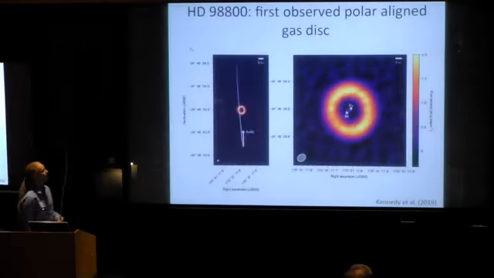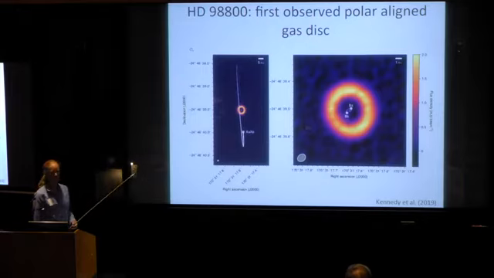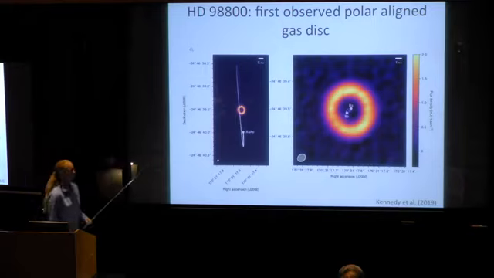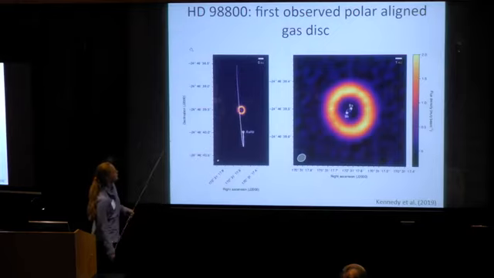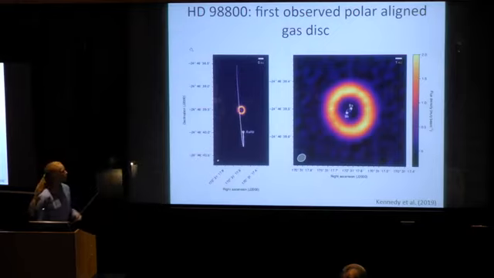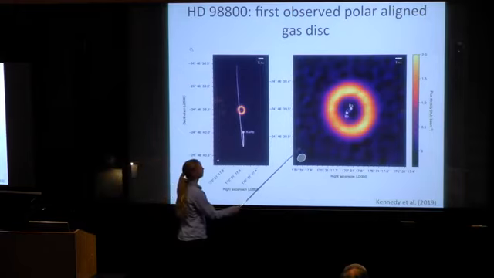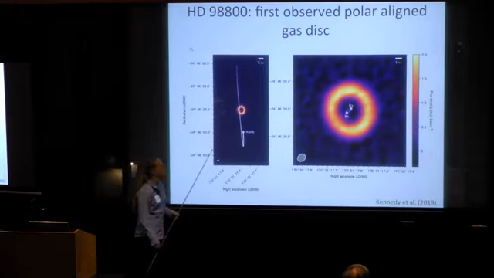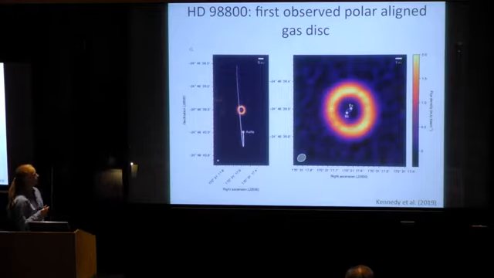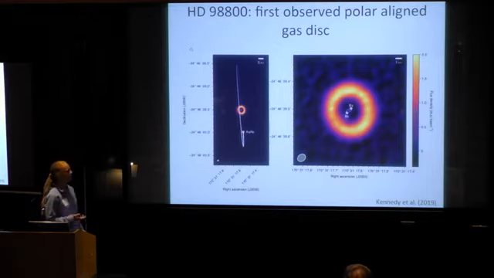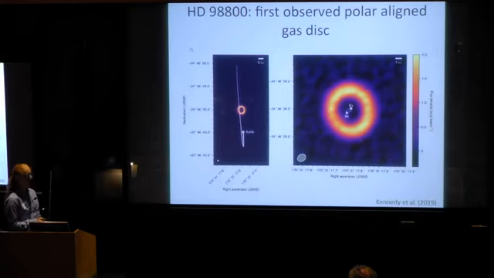And then recently, this was the first observed polar aligned gas disk, HD 98800. It's actually a quadruple star. So there's two stars here and two stars inside this circumbinary disk. And this circumbinary disk is observed to be polar to the binary BB. The disk is relatively narrow, and so this is a likely mechanism that formed this polar aligned disk.